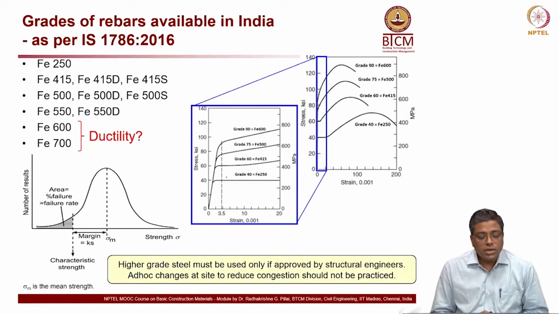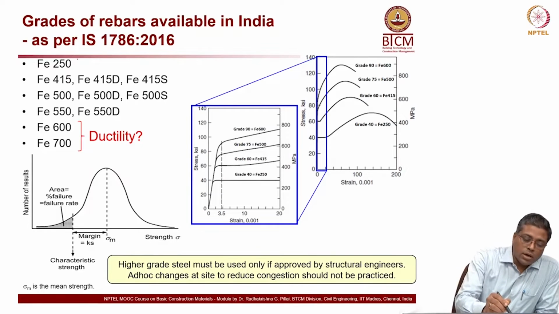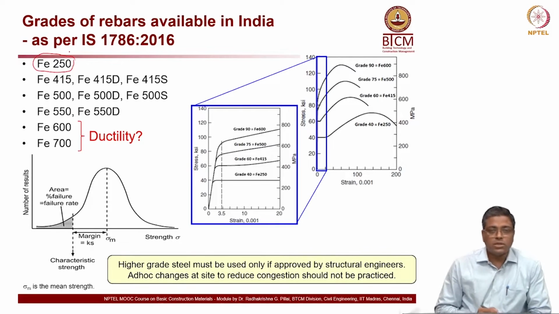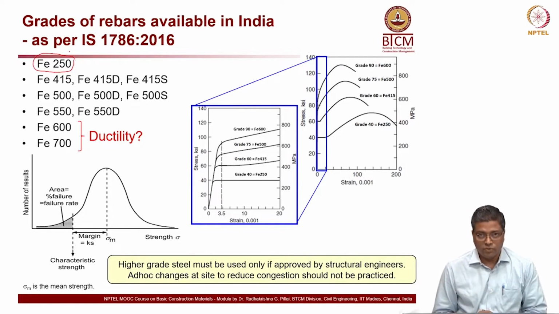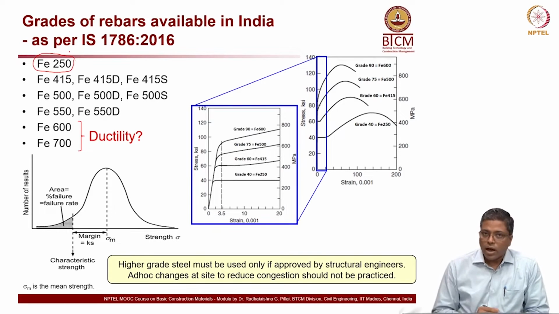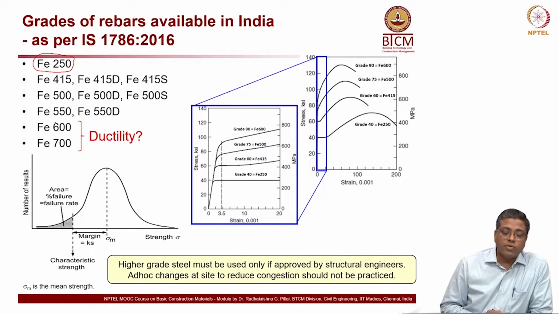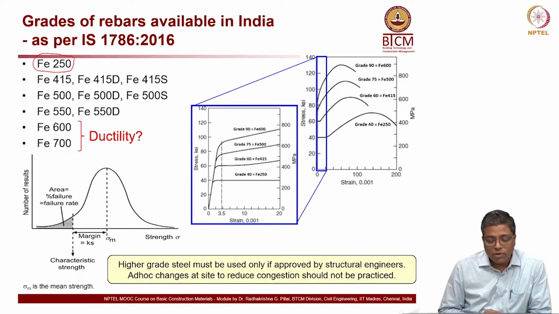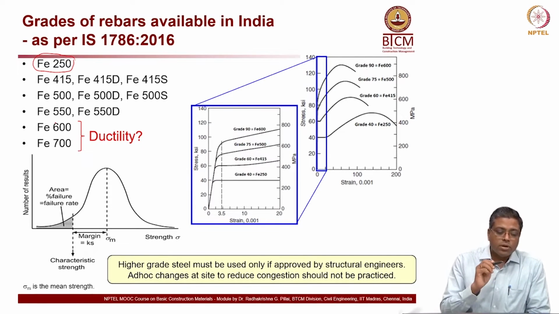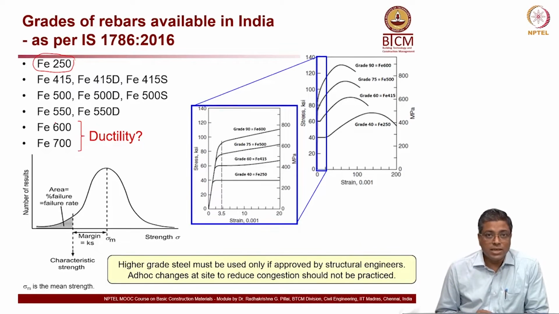Now, what are the different types of grades available, or to be precise, the strength grades available? Here you have studied stress and strain already, so there is something called yield strength which we studied. This is one of the grades, let's say Fe 250. Fe stands for iron. We have many of these grades available in the market: Fe 250, 415, 415D, 415S. I will cover these in more detail in the next lecture. However, what is this 250? 250 is the yield strength of the steel.